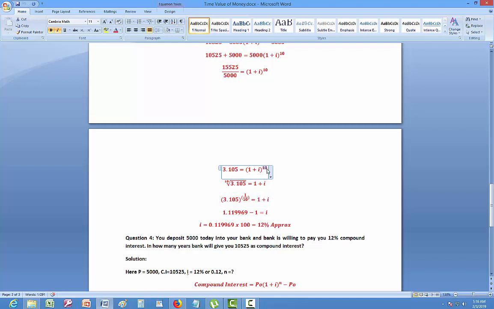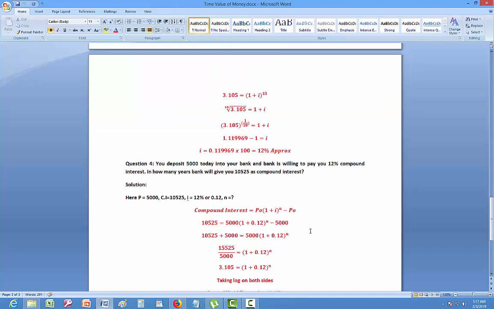If here n is, for example, we assume that n is 12 or 15, we just place here 10 or 12 or 15, and after that we will take it as a power in the fraction of 1 by 10. So after calculating we will have 1.119969, and this plus 1 will turn into minus 1 on the left hand side, and after solving this the rate of interest is 12% approx.